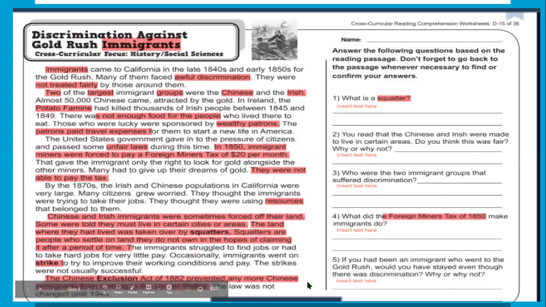Okay, now I'm going to read off of my paper down here because that lower bar is covering up the text. Okay, it's gone now.